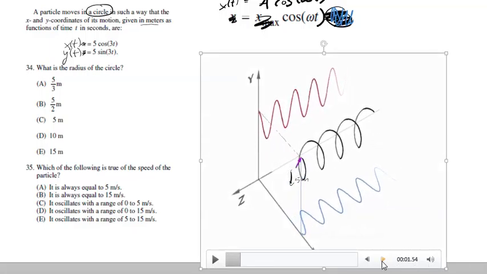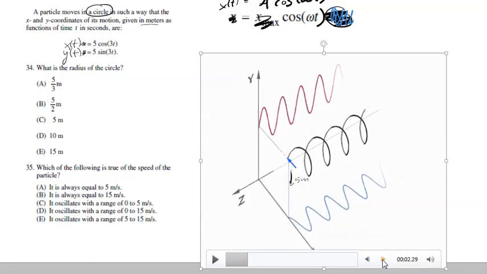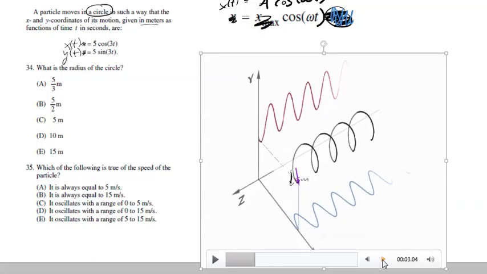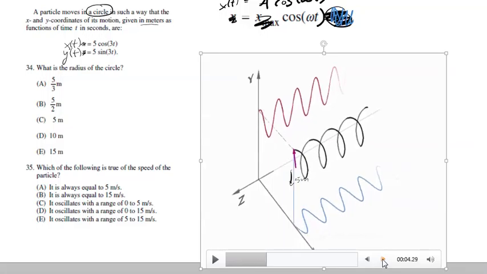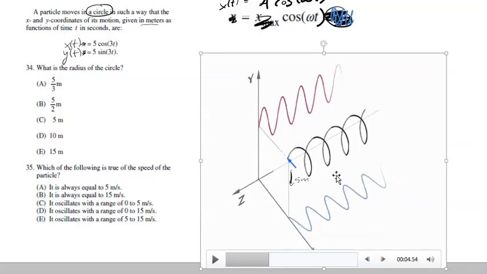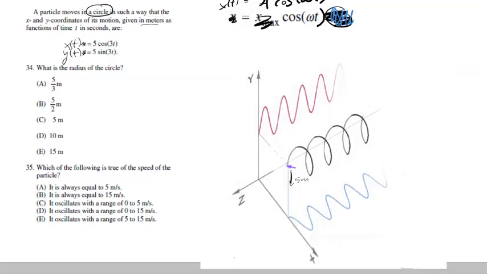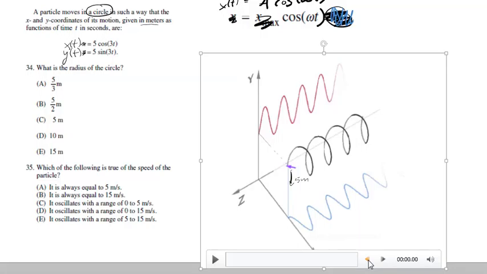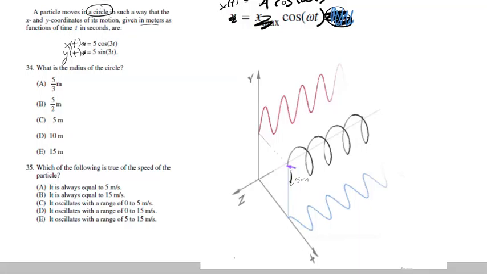So wait, let me see if I can get it to the highest point, or to the longest point. I'm thinking that is the longest point from this frame of reference on your Y. But anyway, it's going to be 5 meters that way too. Basically, this is your radius. And that's your amplitude. That's what creates your highest points here and your lowest point here. So 5 is the radius of your circle. So the answer is C.